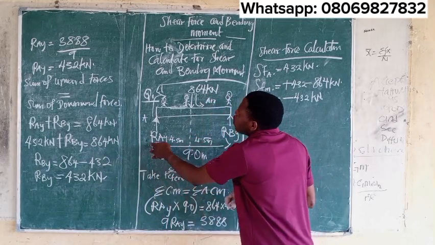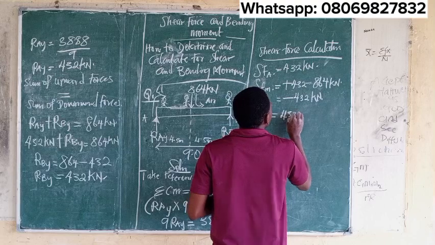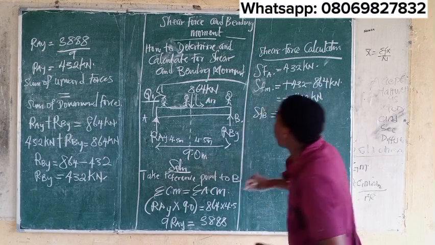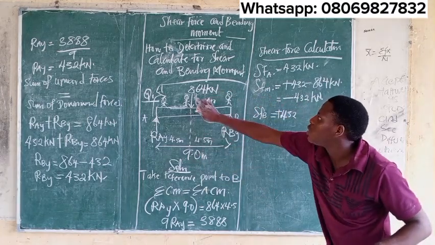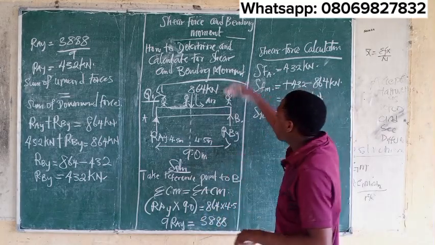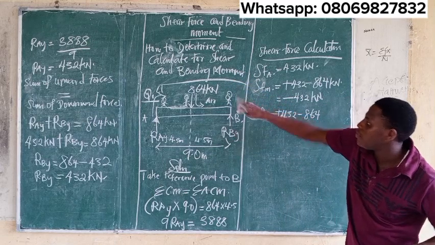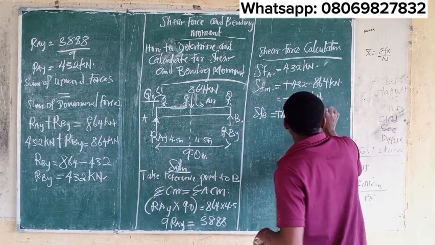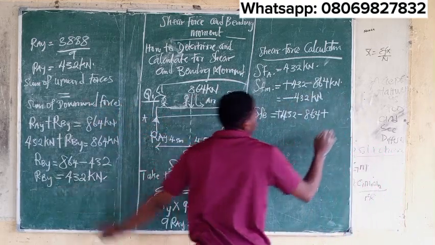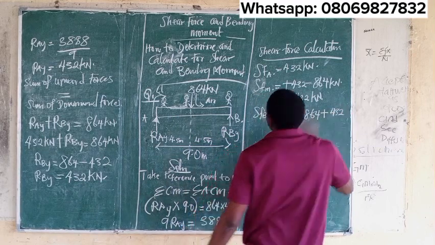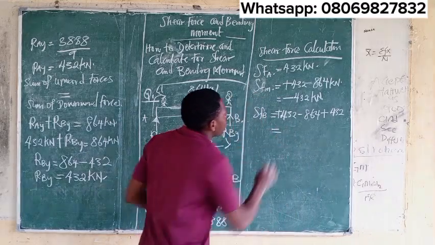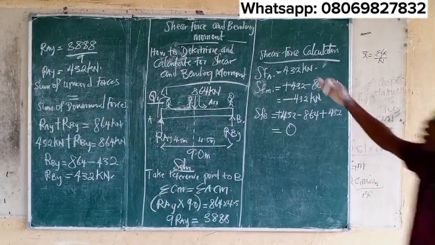The force you are seeing here is what? 432 kilonewton, and it's a positive force. What's the next force you are seeing? The negative one, which is what? 864, minus 864. What is the next one you are seeing? It's a positive force. So this is what? Plus this RB. We know RB, and RB is what? 432. Now, if you do this calculation, you simply arrive at what? 0. We talked about our shear force calculation.